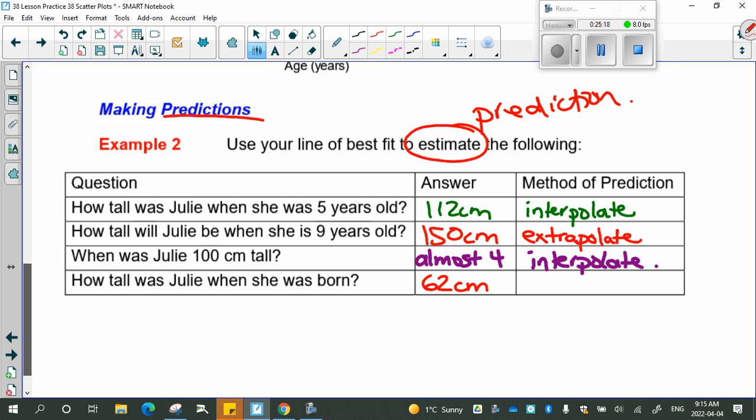And did we have to extend the line outside the data points? Yes, we did, because remember it started at 1 and we had to go back to 0. So this is an extrapolate again, because we had to extend the line in the other direction to figure it out. So that's how you use a graph to make predictions.